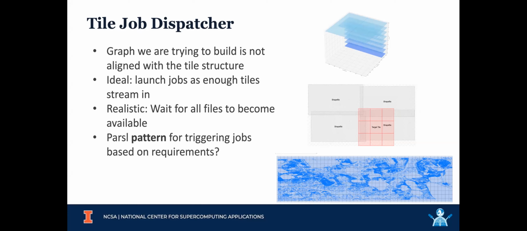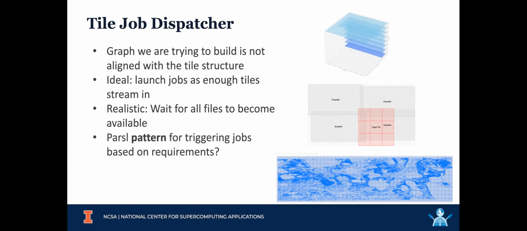But the challenge here for us is that the data that is coming in doesn't match the tiles that we want to create. And so we're streaming the data in, and we're creating all these tiles at different levels. And so we need to have something that keeps track of requirements, saying, okay, now I have enough of the input data to create a specific tile at a specific zoom level.